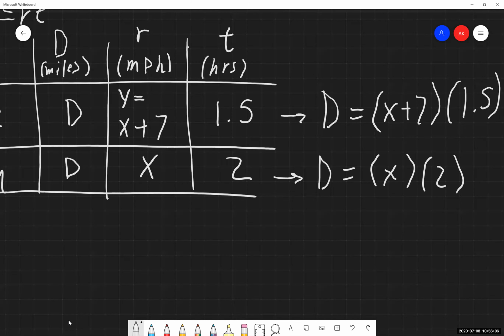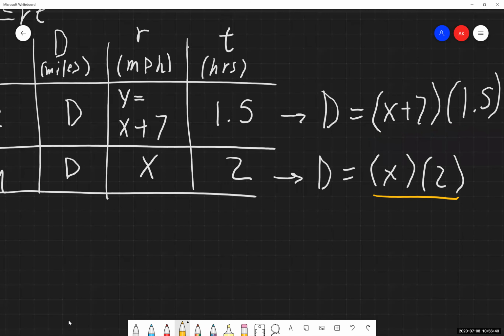Okay. So we still have the issue of, well, great, I've got some equations, we've got some tables set up. How can I determine what our speeds are going to be? And the really nice part about rewriting things from the table into this form, with the equations off to the right, is we can start to notice that the quantity x plus 7 times 1.5 is equal to the distance. Similarly, x times 2 is also equal to the distance.